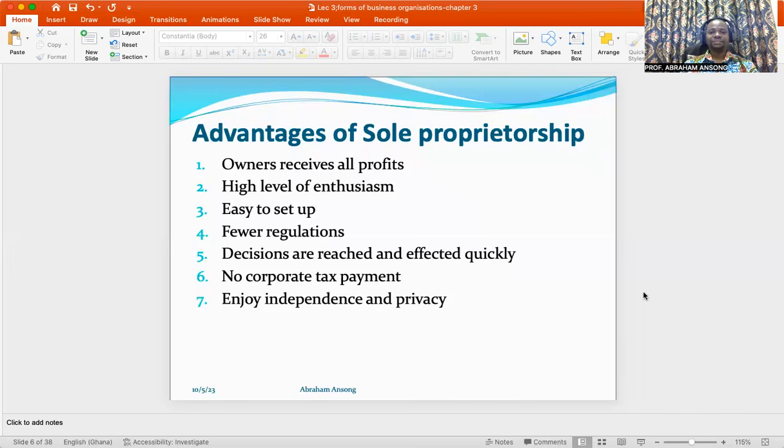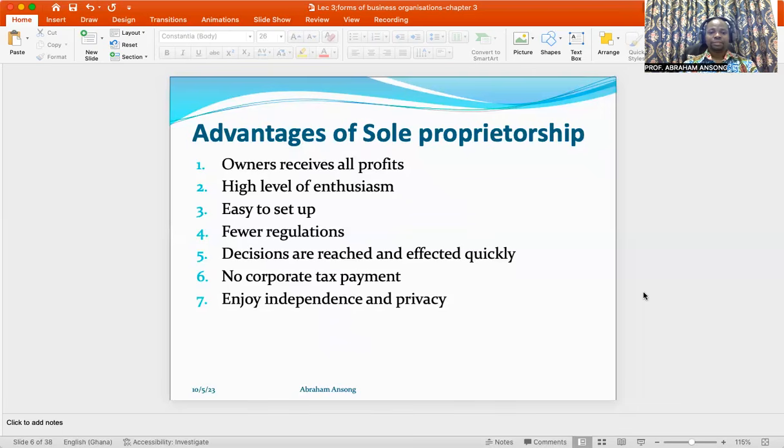Point 5 is that decisions are reached and effected quickly. Because it's normally one person who runs the affairs of the business, they don't have to struggle in decision making. If there's a partnership, you'll need the consent of the other partners in order to reach a decision. And not just reaching the decision, in order to effect or implement that decision, you need to deliberate and come to some form of agreement before that can be done. But with sole proprietorship, it's just one person. And so whatever he or she decides to do, he or she can just go ahead and do that.